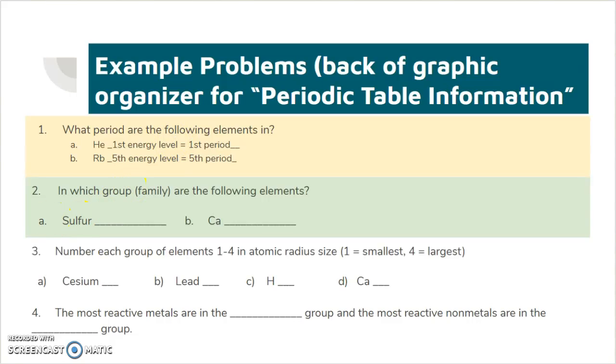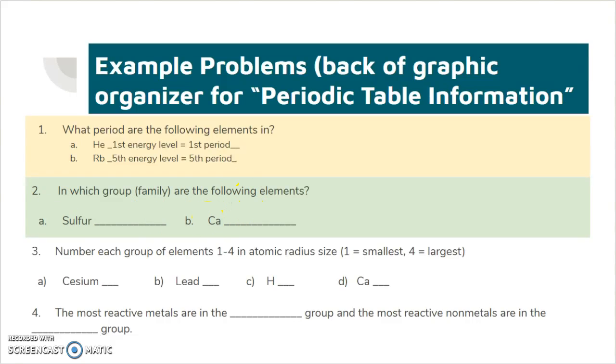So moving to the second question, which group, another word for group is family, are the following elements? Okay. Groups and families, where we see these on the periodic table, are the columns, and only a few of these actually have specific names that we need to know. But sulfur, if you look, it's over on the right of the periodic table. It's located in the column that has 6 valence electrons, which is also known as group 6A. This does not have a name that we need to memorize, so group 6A is good enough for this question.